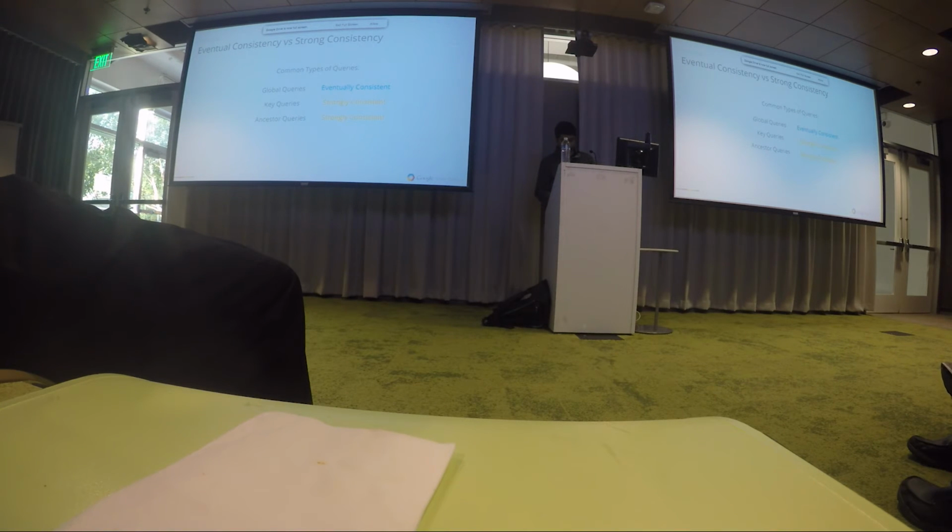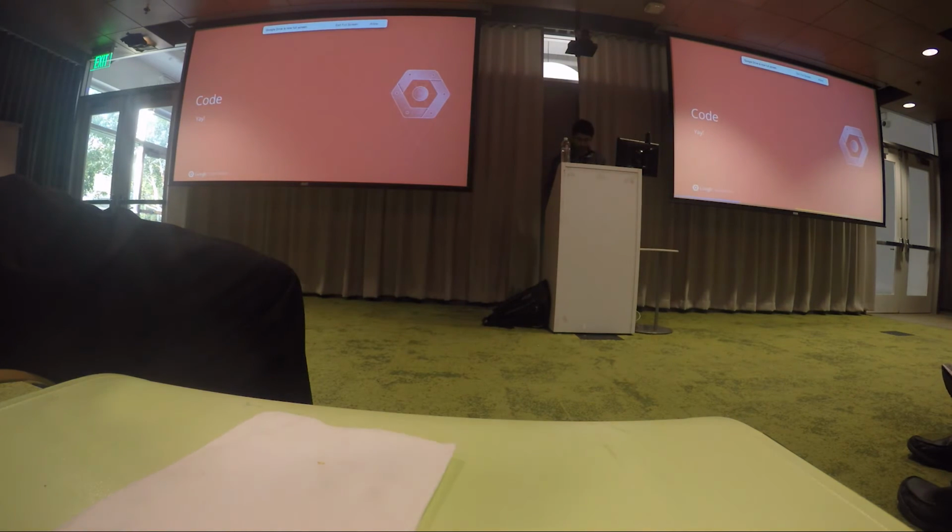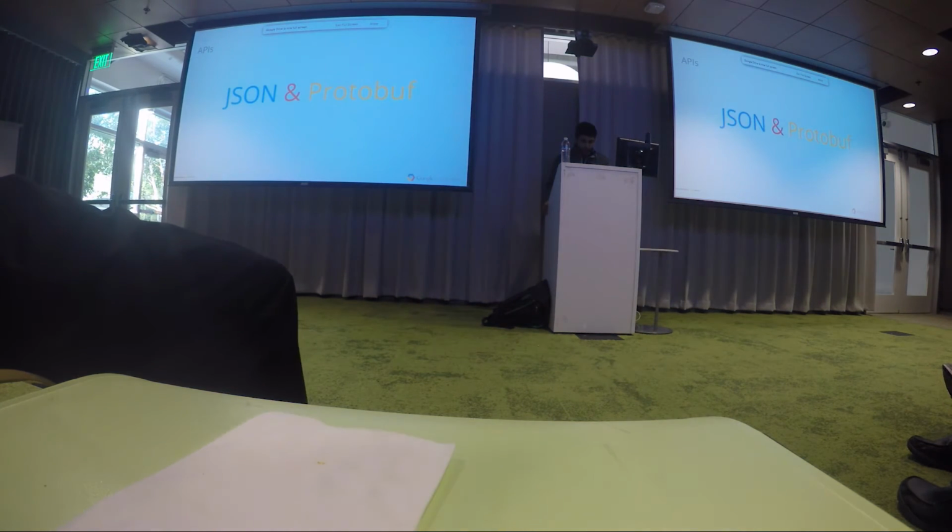So let's just get into code because that's more fun. So APIs, let's talk about APIs real fast. When you're using Datastore with App Engine, there's a built-in Datastore API in App Engine. And it's really fast and really great. And when you combine it with Memcache, it's even better. But we also have an external API, so anyone can access it.